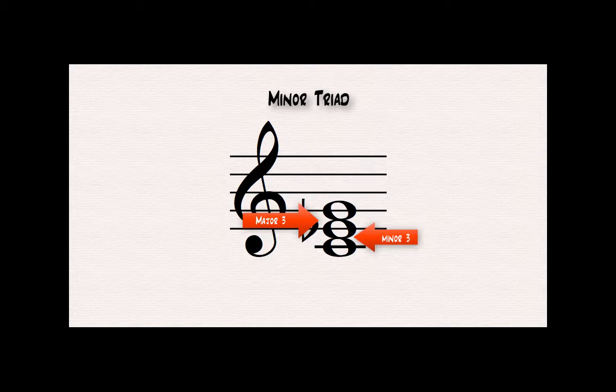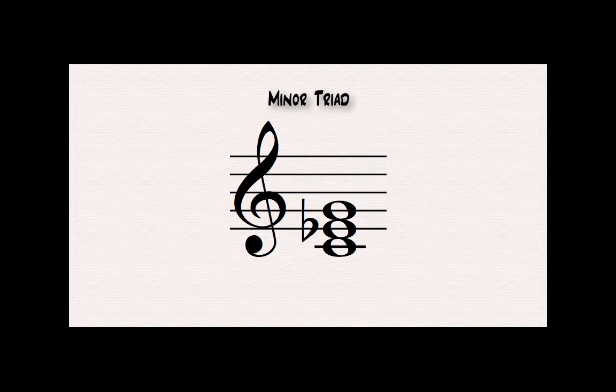So it's kind of upside down from the major triad, with the minor third on the bottom and the major third on top. Now let's listen to the difference between this and the major triad. And one more important thing to note is that even though this is a minor triad, the interval from the C up to the G is still a perfect fifth. So in both major and minor triads, that interval of a fifth is a perfect fifth.